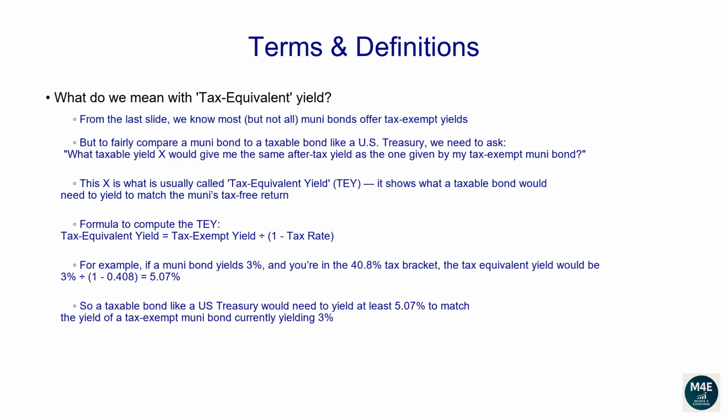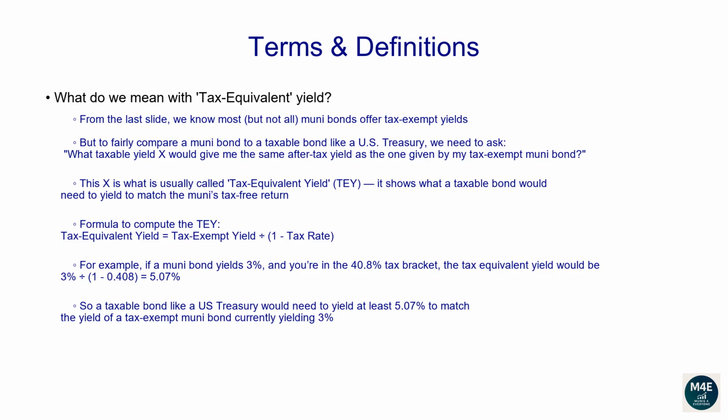What do we mean with tax-equivalent yield? From the last slide, we know most, but not all, muni bonds offer tax-exempt yields. But to fairly compare a muni bond to a taxable bond like a US Treasury, we need to ask: what taxable yield X would give me the same after-tax yield as the one given by my tax-exempt muni bond? This X is what is usually called tax-equivalent yield, TEY. It shows what a taxable bond would need to yield to match the muni's tax-free return. This is how the formula looks. Tax-equivalent yield is equal to tax-exempt yield divided by 1 minus the investor tax rate.